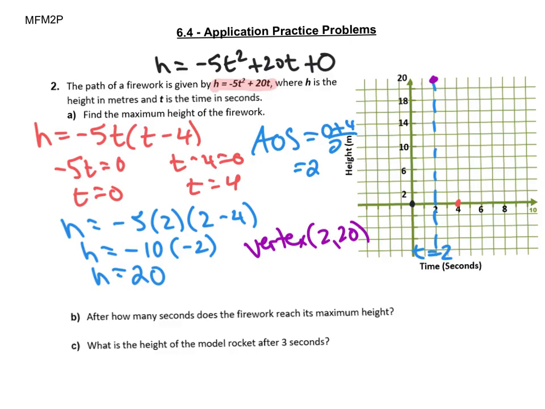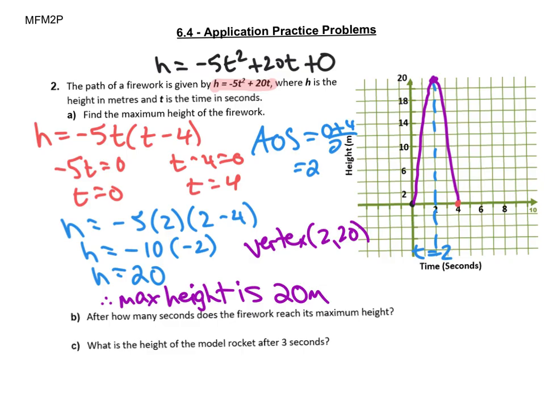And I hope that makes sense, because fireworks go pretty high in the air. So we have enough that we can sketch our curve. And we can make our therefore statement. Therefore, the maximum height of the firework is 20 meters. After how many seconds does the firework reach its maximum height? Well, that's our axis of symmetry, so it takes 2 seconds for that to happen.